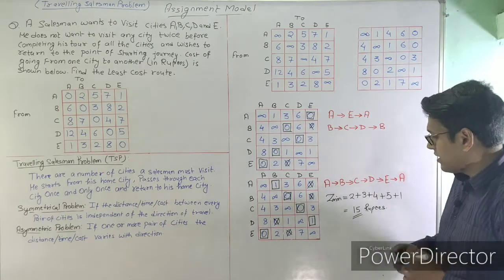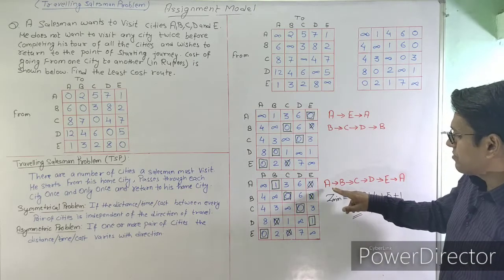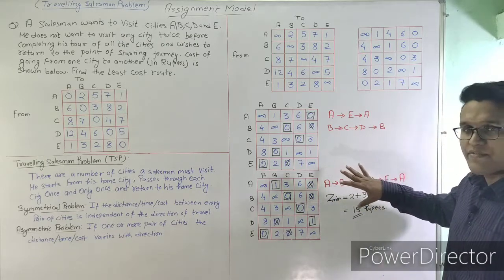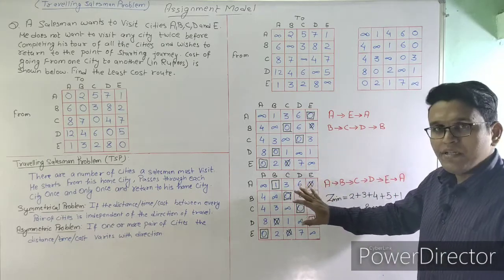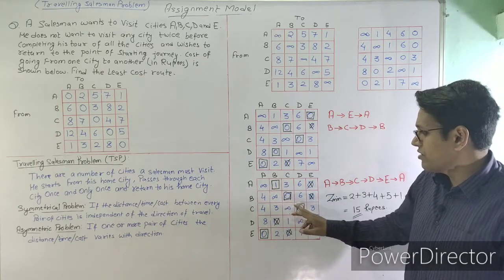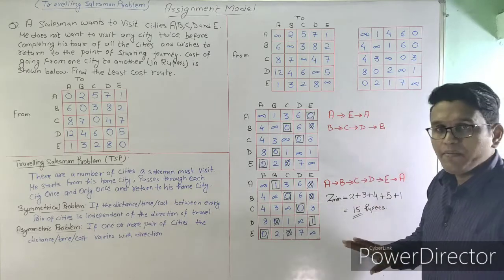So as we can see, the minimum value we are getting here is 15 rupees, and the salesman is traveling to all the cities one and only once. So this satisfies the traveling salesman condition. So according to this problem, this assignment is the optimal assignment to the traveling salesman problem.